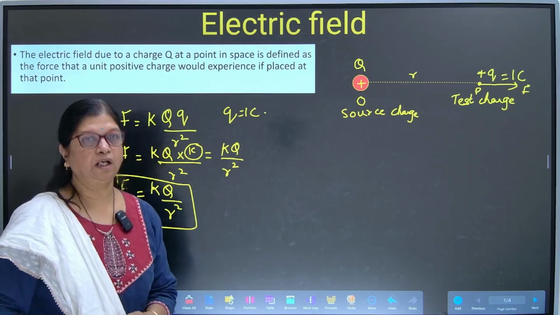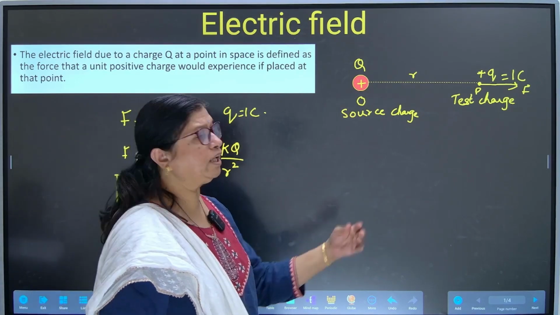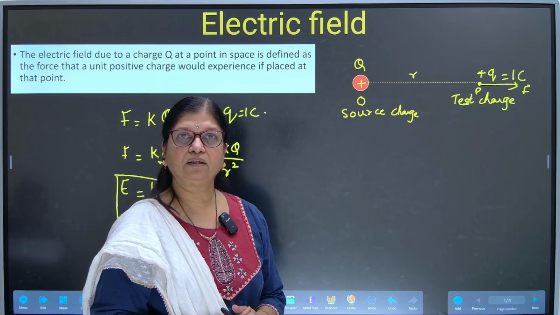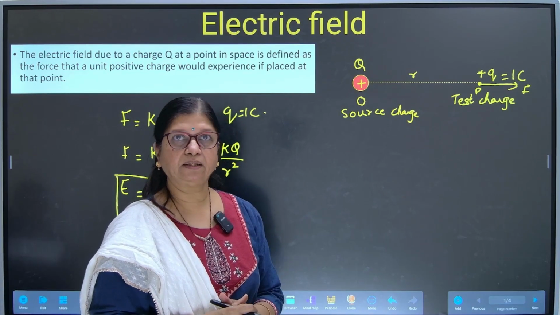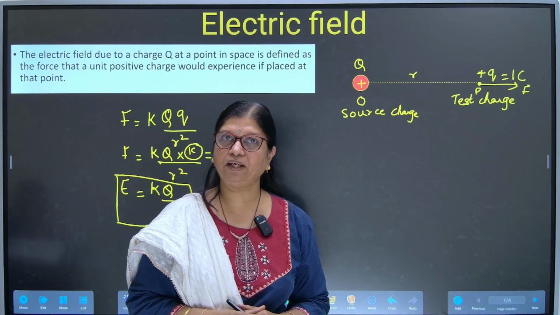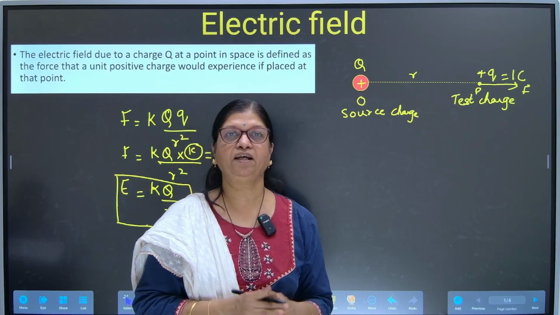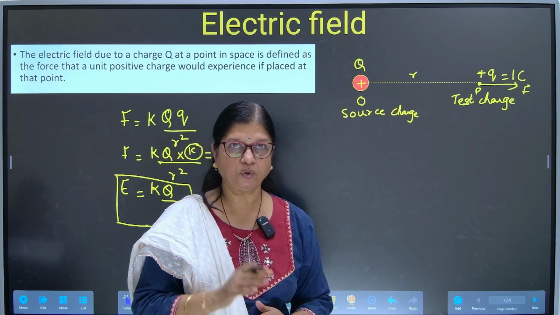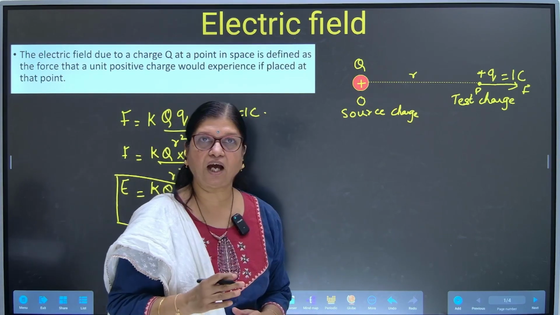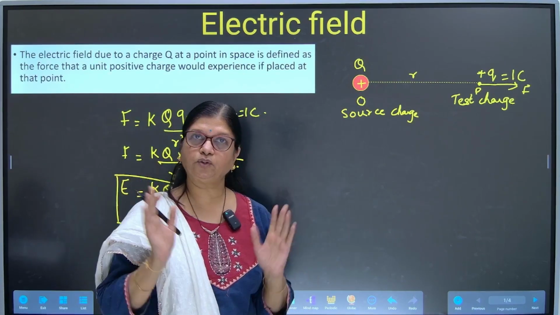Clear? Okay. So, now what if I take the charge more than 1 coulomb? Then how do I find out the electric field? So, we have another definition for electric field which we will find just now. Let us take the charge Q which is not equal to 1 coulomb.